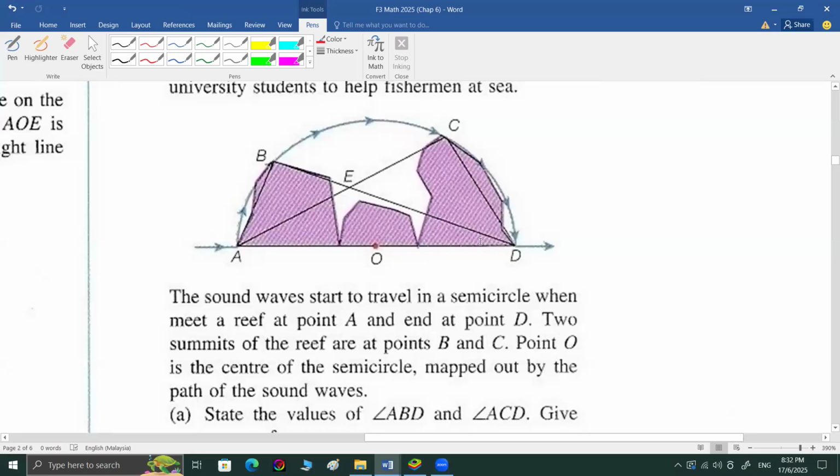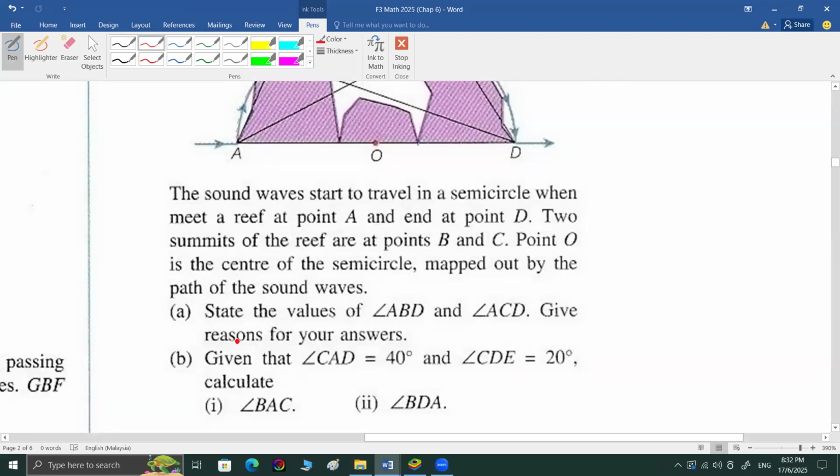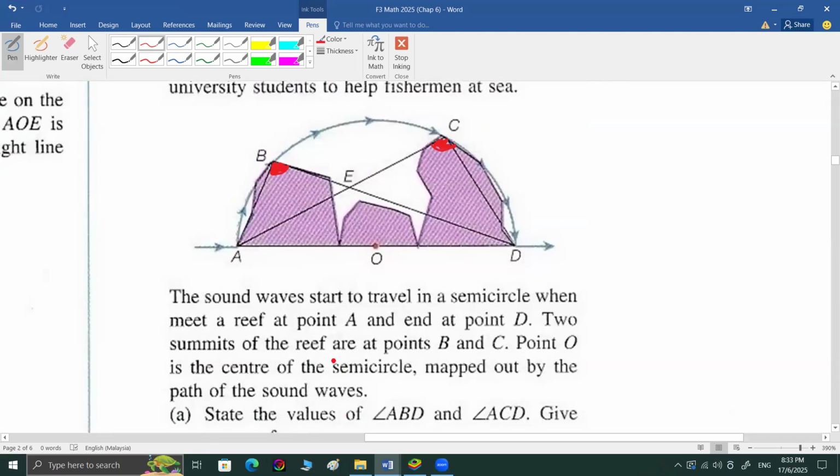So now we see, state the values of angle ABD and angle ACD. You tell the angle ABD, and ACD, you tell this angle. Give reasons for your answer. So before you give the reason, can you tell me what is the angle of ABD?